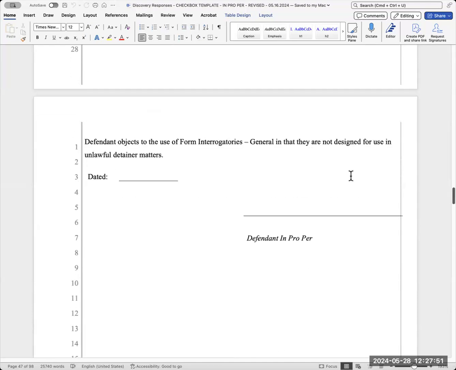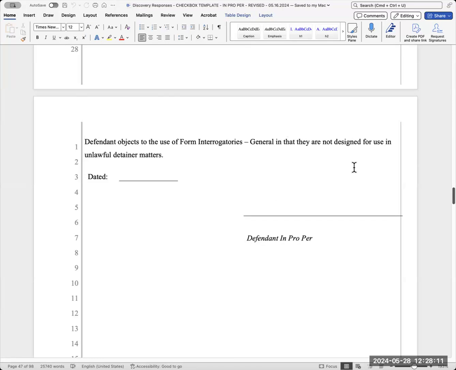And then what we've got here is a statement written by the EDN attorneys that the defendant objects to the use of the form interrogatories general and that they are not designed for use in unlawful detainer matters. You sign and date it, and you want to send this in within the original 5-day deadline.